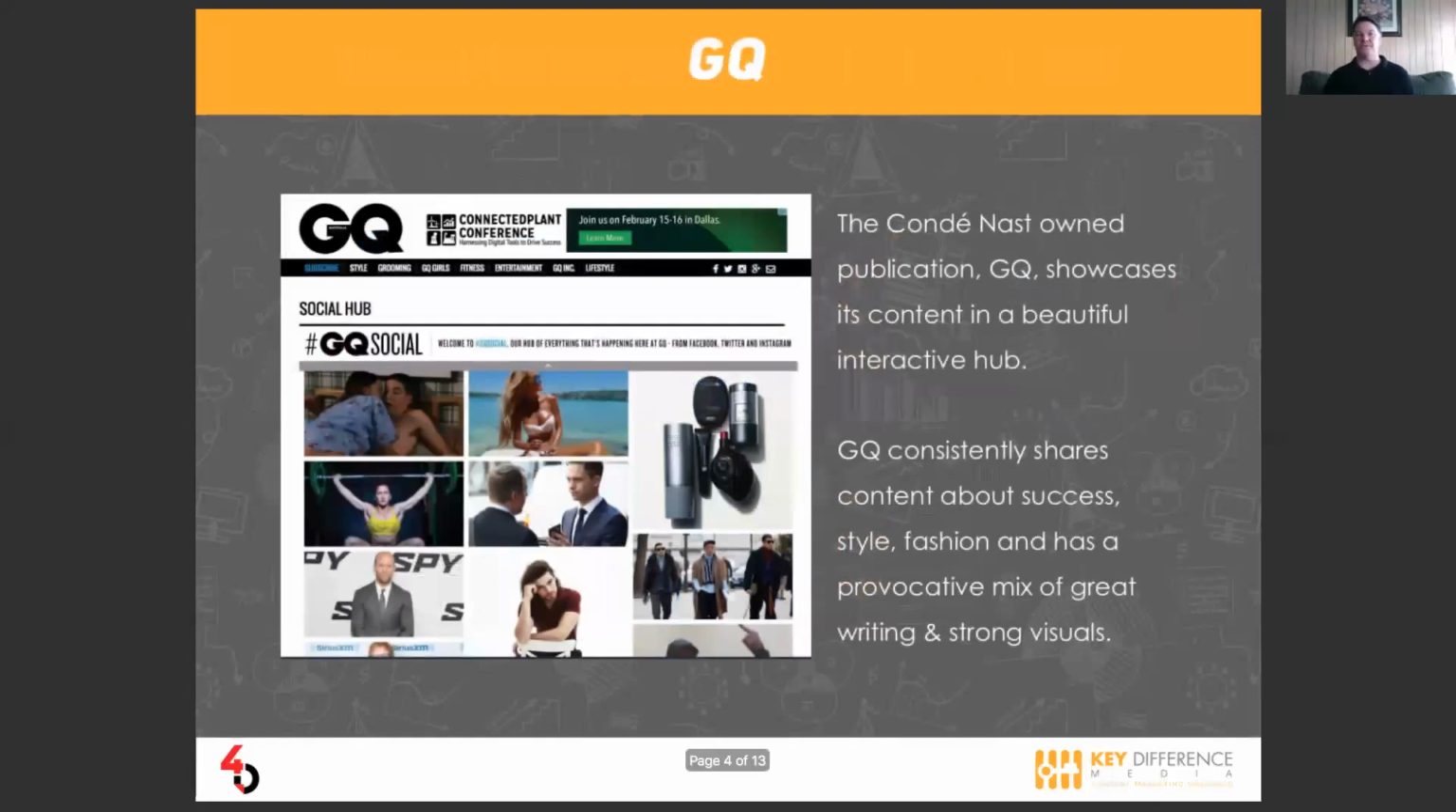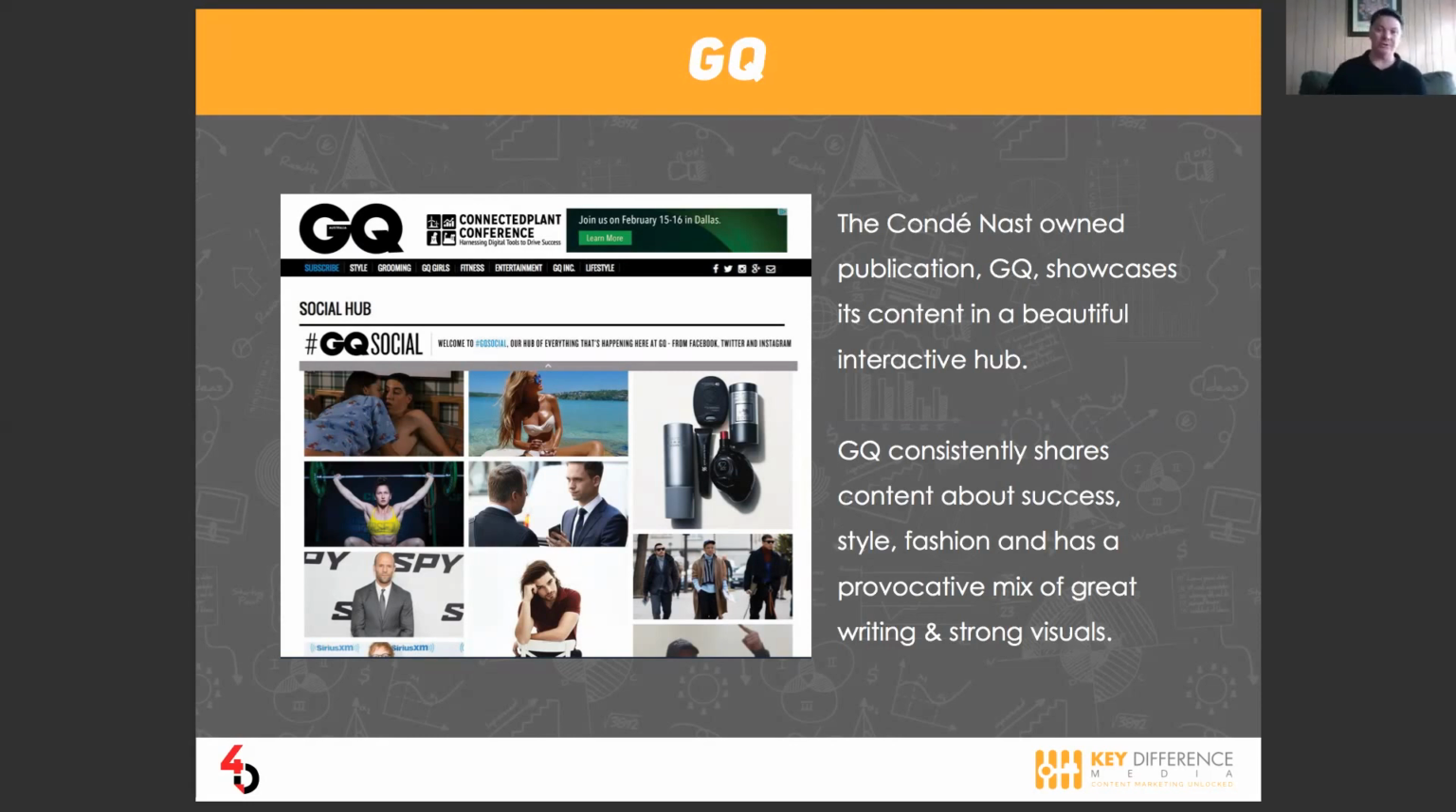So, that's Technologists. Now let's look at GQ. GQ is, I forget how to say this, Condé Nast's own publication. GQ showcases its content in a beautiful interactive hub. And of course, GQ stands for Gentleman's Quarterly. It's a magazine that is aimed at gentlemen, right? And the pop cultural definition is really what they go for, trying to be part of what defines that culture.